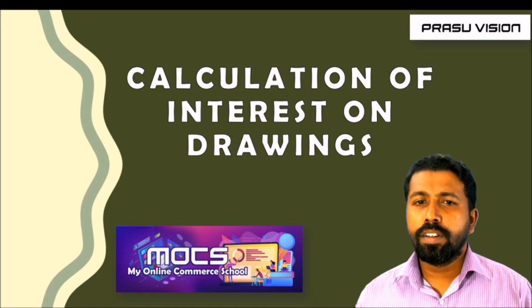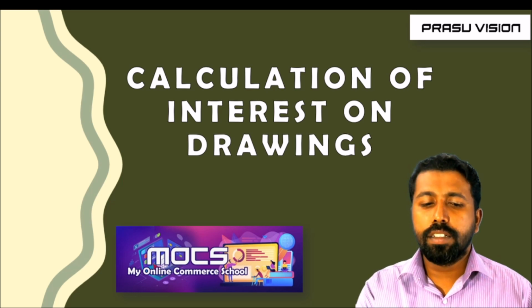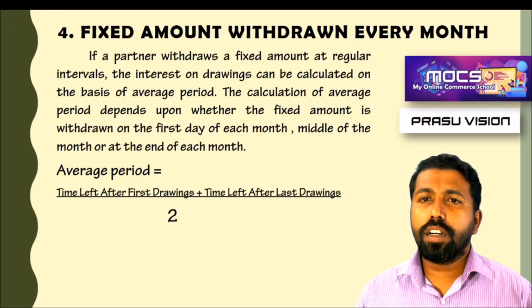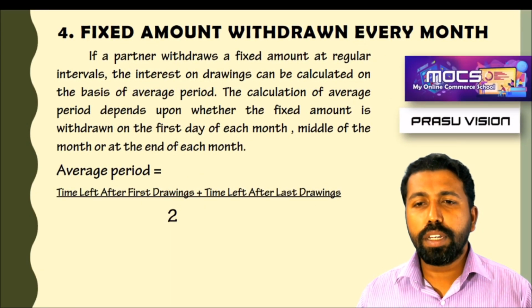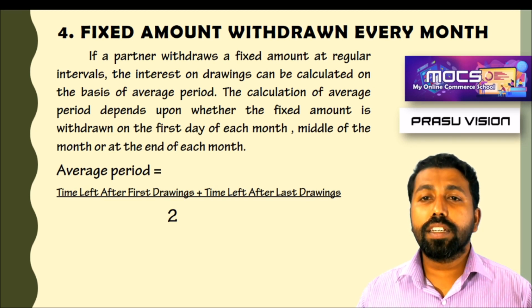Already we have learned the two different methods, simple method and product method, of calculating interest. Here we are going to learn in detail some other cases, like when the amount is withdrawn by the partners every month. So three cases are there in this area. Around 10 and more than 10 cases are there, like when the partner is withdrawing the amount at the beginning of the month, middle of the month, or end of the month.